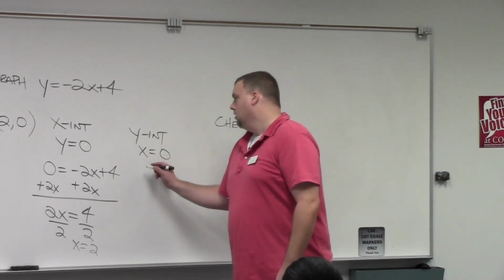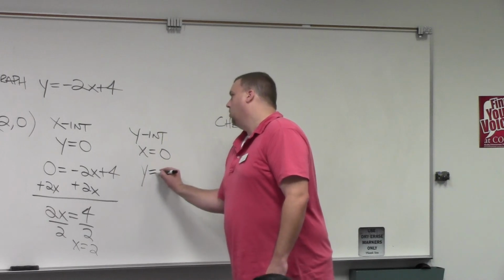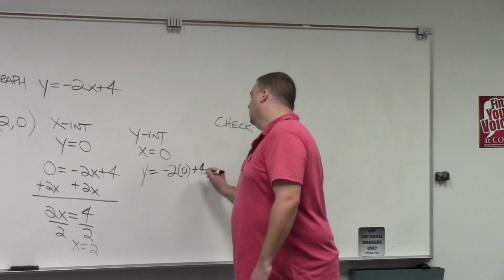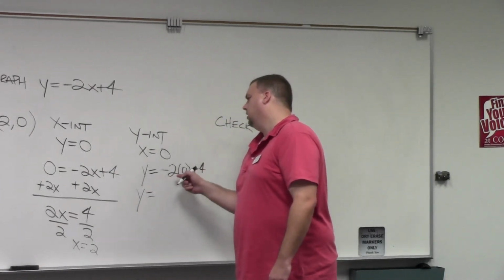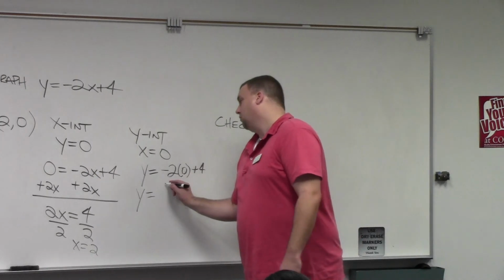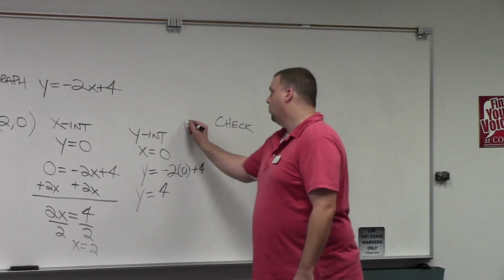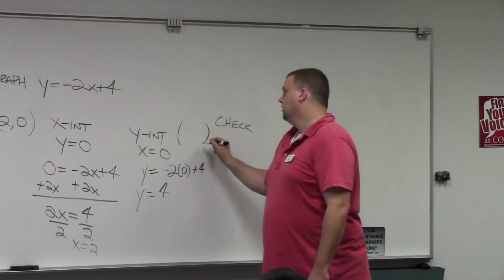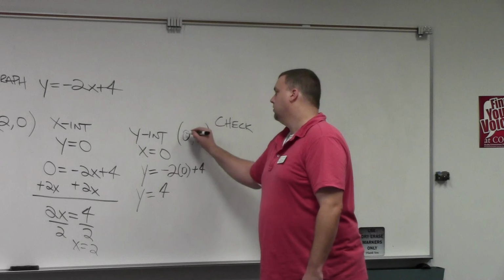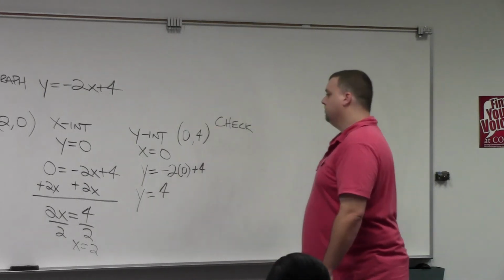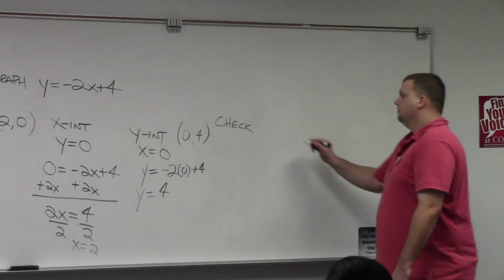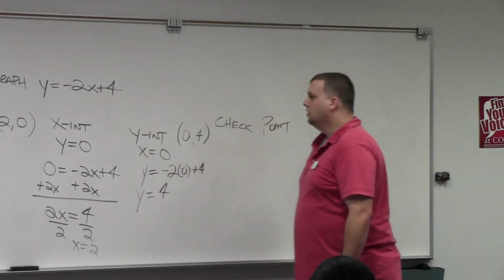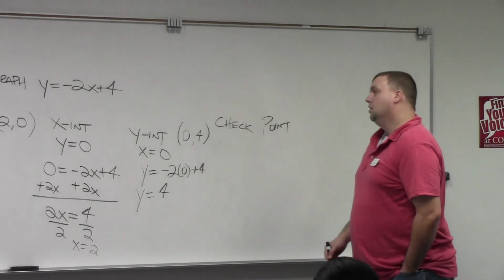So x equals 0 for our y-intercept. y equals negative 2 times 0 plus 4. What happens to the x part here? It's 0, so we're just left with 4. So what's my y-intercept going to be? 0, 4. x is 0, 4 for y. Now, as a checkpoint, you can plug in anything you want as long as it's not something you already have on the table here. So you can't plug in 0, 2, or 4.